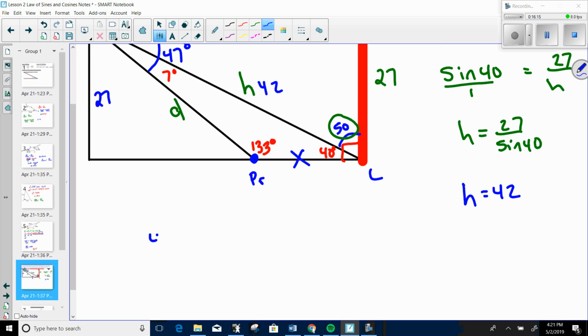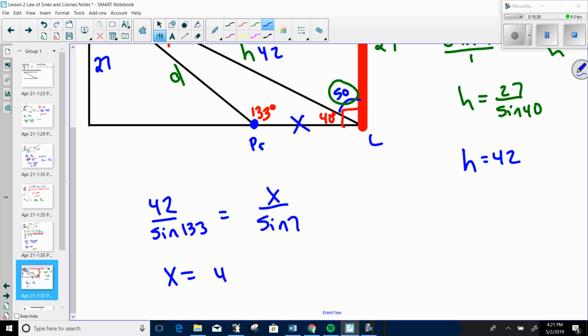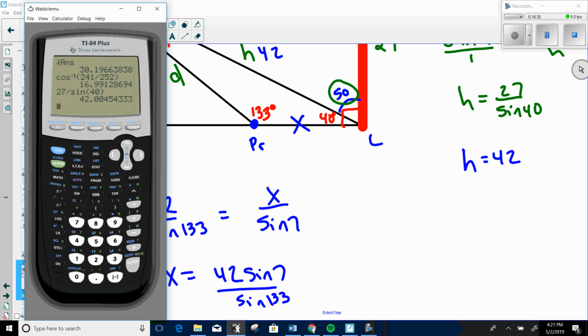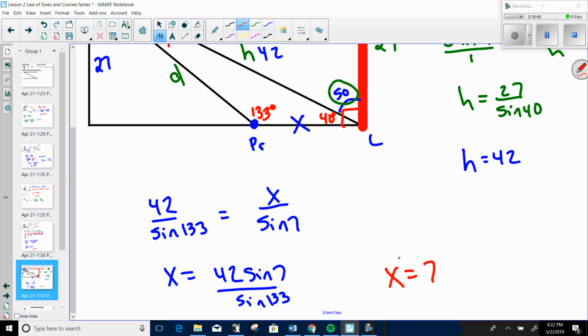Now, once I know that this is 42, I can use law of sines to figure out this distance here. So I'm going to do 42 over sine 133 equals x over sine 7. Cross multiply and solve. I'm going to get x equals 42 sine 7 over sine of 133. And then use the calculator to calculate that. It'll be 42 sine 7 divided by sine 133. Hit enter, and you get 6.99, or x equals 7 feet. And that's it for today.